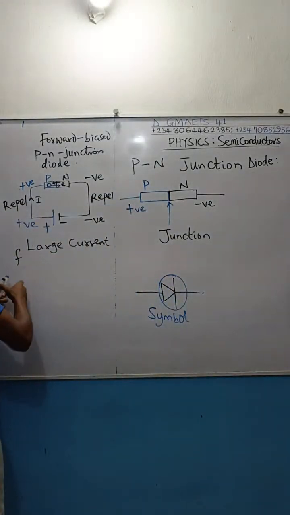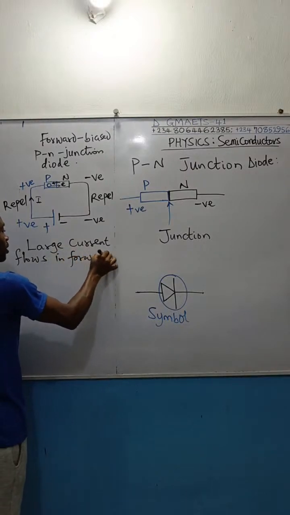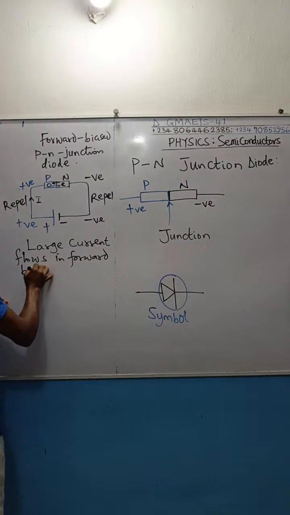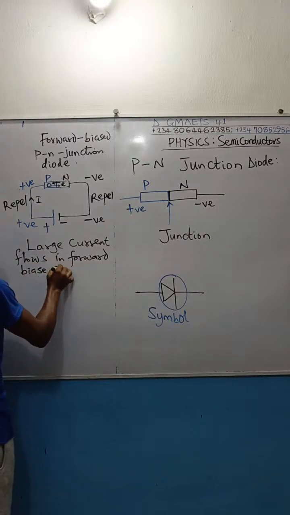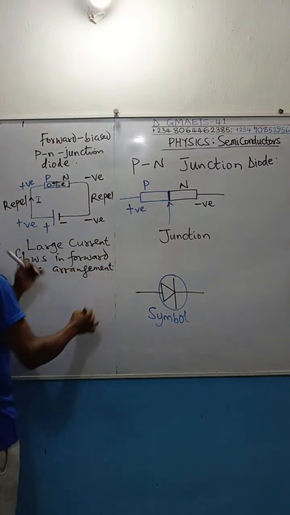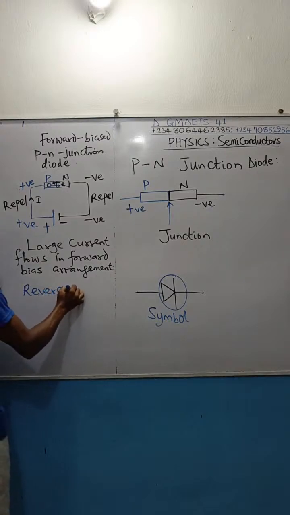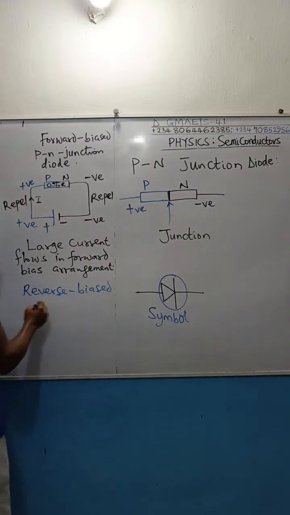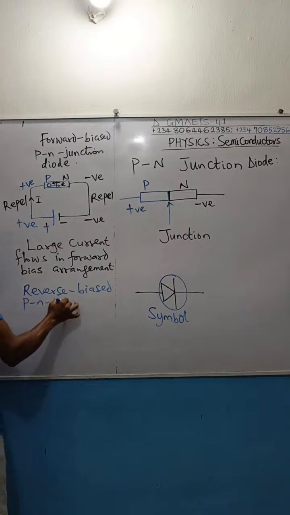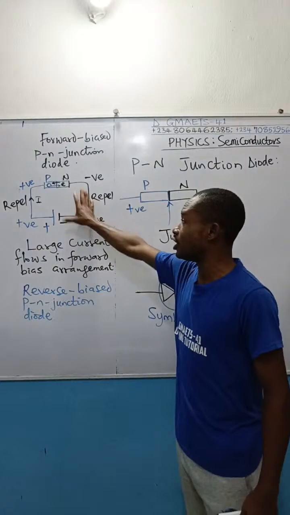Large current flows in forward bias arrangement. So you want to take note of this. Okay, then the next one is reverse bias. Reverse biased P-N junction diode. The reverse bias is just opposite of this.